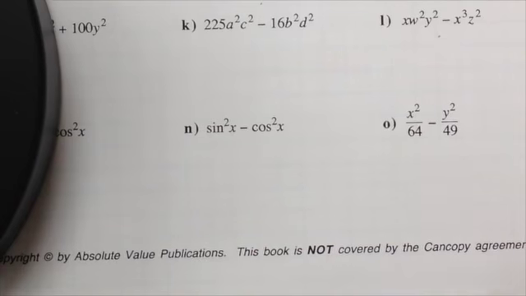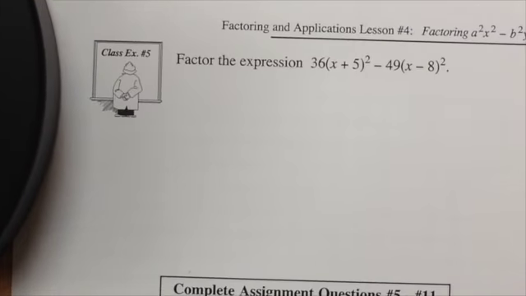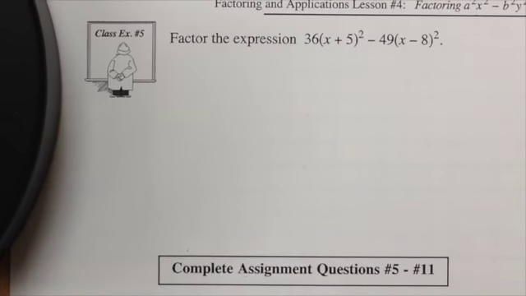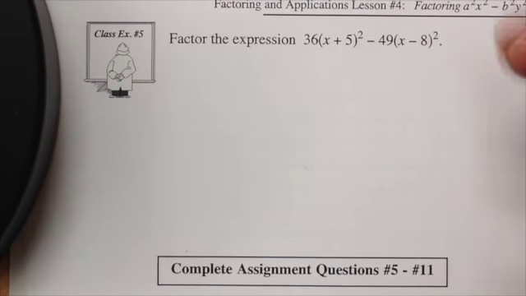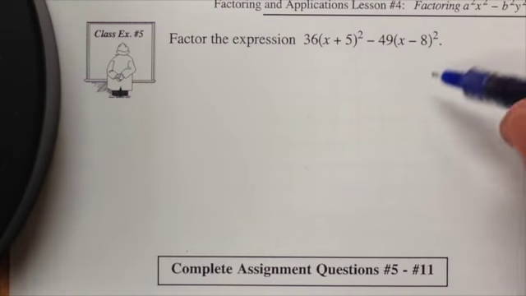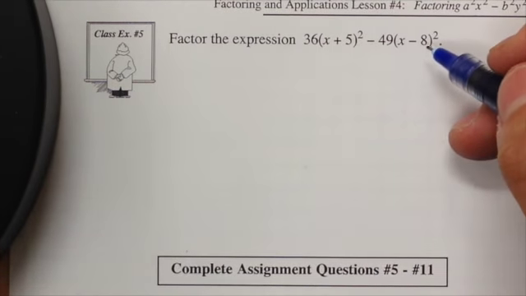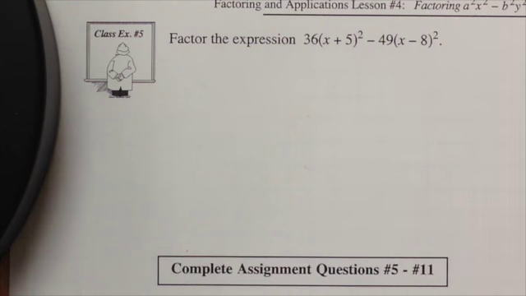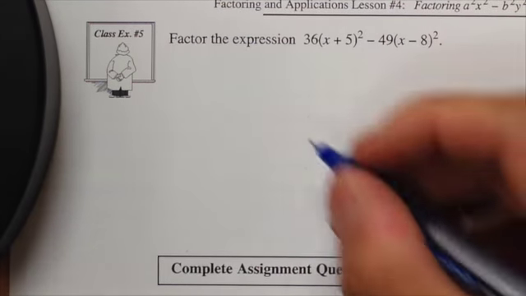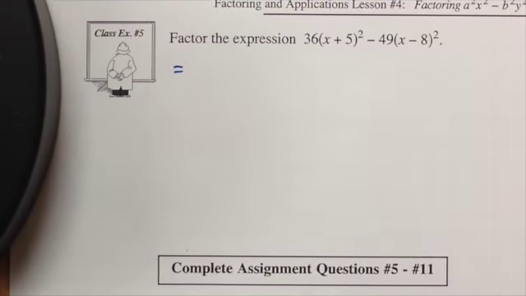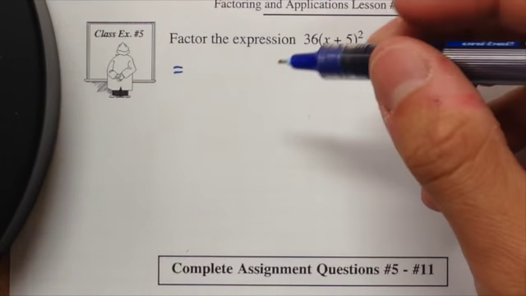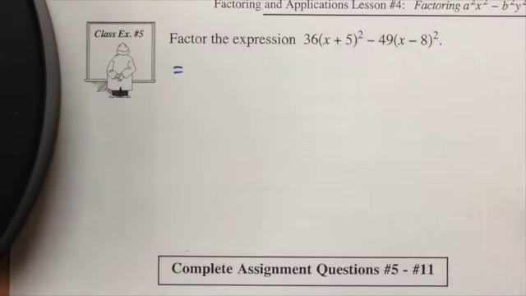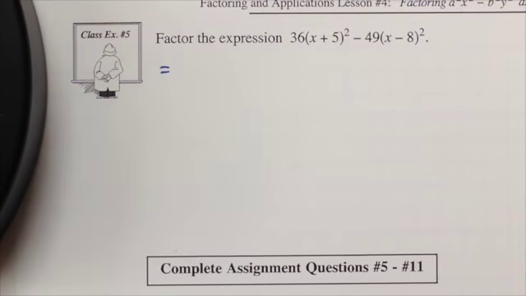Okay, let's look at this final question. Factor the expression 36 times x plus 5 squared minus 49 times x minus 8 squared. Alright, so this last question is again a difference of squares.